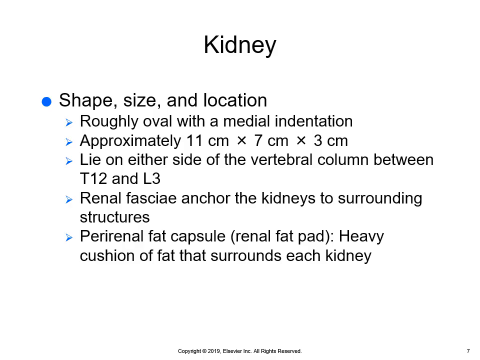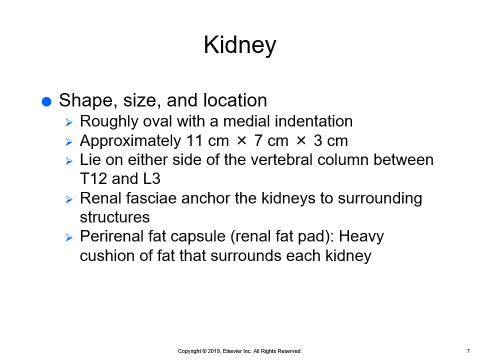To keep them in place, the kidneys are held by the renal fascia, or fascia, depending on how you would like to pronounce that word. Renal fascia is a type of connective tissue that anchors the kidneys to nearby structures. They also have a built-in cushion, or fat pad. Each kidney is surrounded by what we call a renal fat capsule, also known as the renal fat pad.